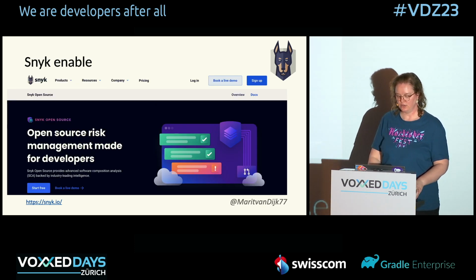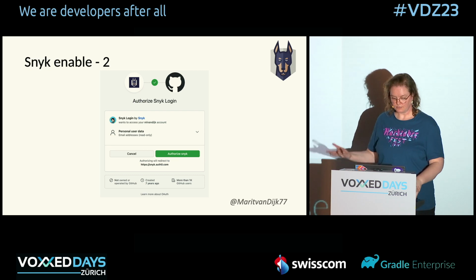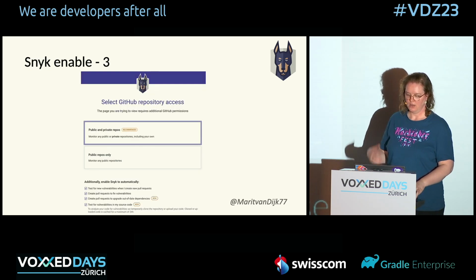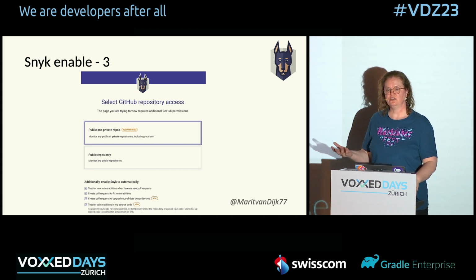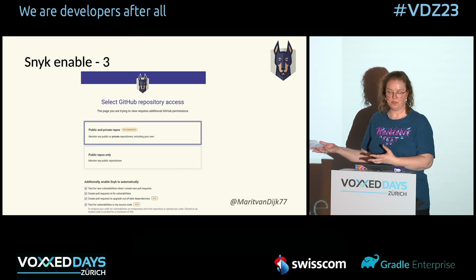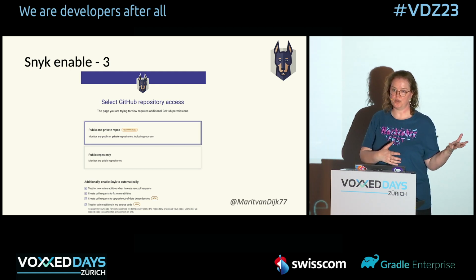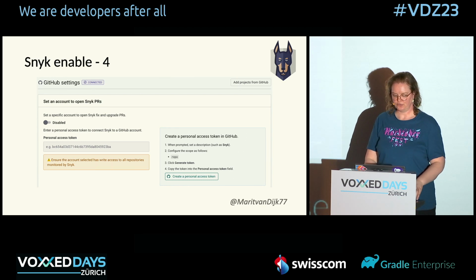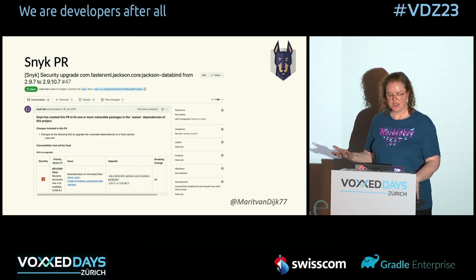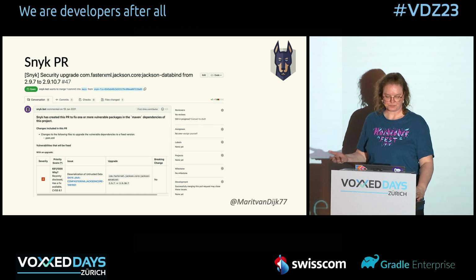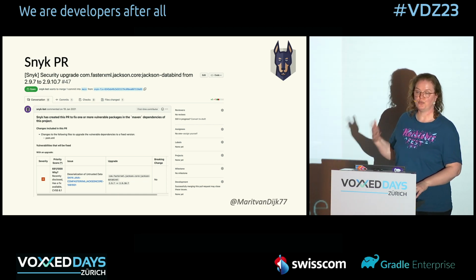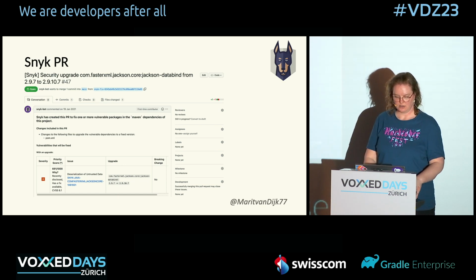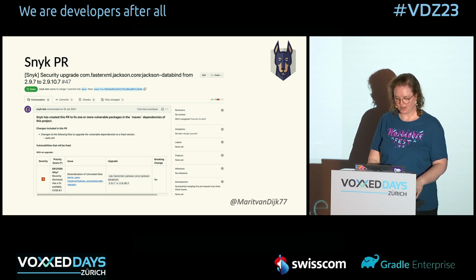To enable Snyk, you can do this via their website. You'll need to authorize Snyk for your profile. Select repository access. Here they have the option either for public repositories or your public and private repositories. You need a personal access token, and then it will start creating PRs for you. They also provide some information on why they are suggesting an update and more details about that.